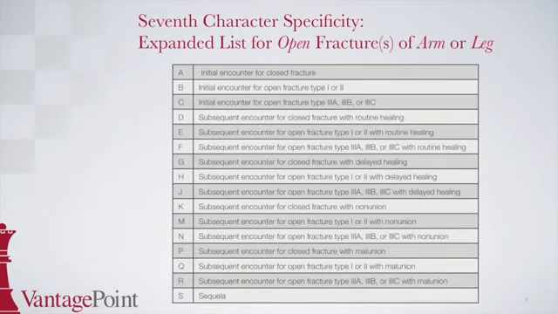This slide depicts all the seventh character options for traumatic fractures of the arm or leg. You can see that the 3 episodes of care are still represented, as well as open and closed fractures, and the same healing types for subsequent encounters are also represented. But now, for open fractures, the Gustilo fracture classification is depicted, which you can see for seventh characters B, C, E, F, H, J, M, N, Q, and R. We'll look at the Gustilo fracture classification on the next slide.